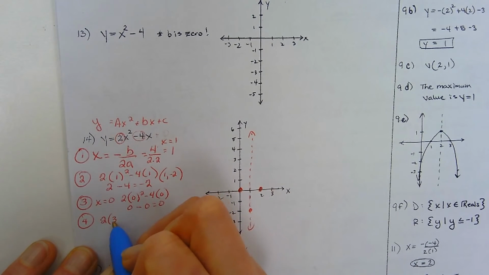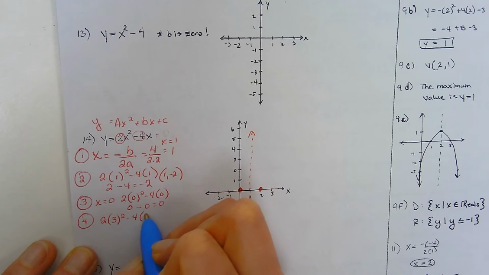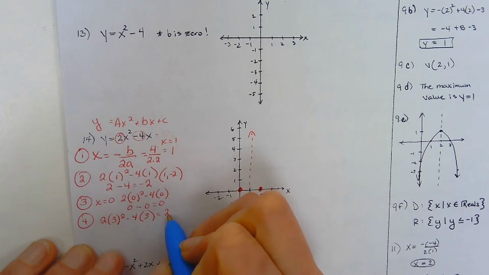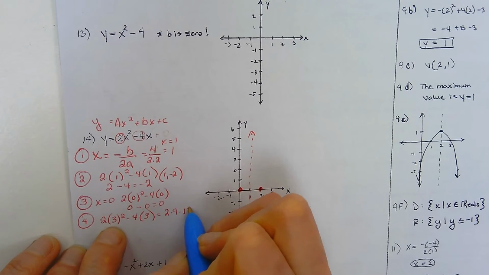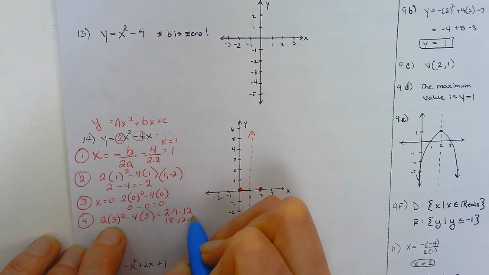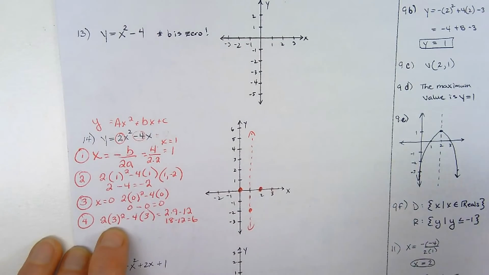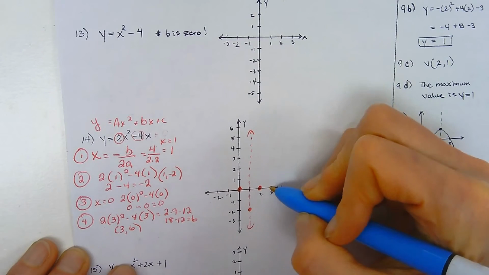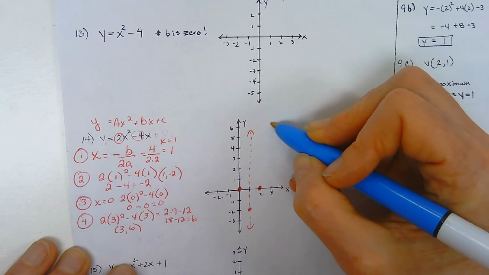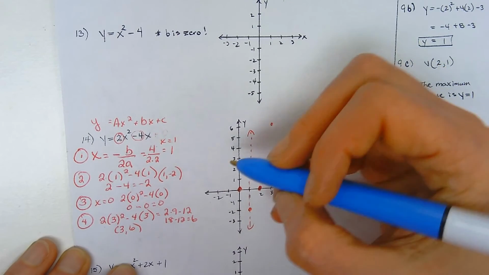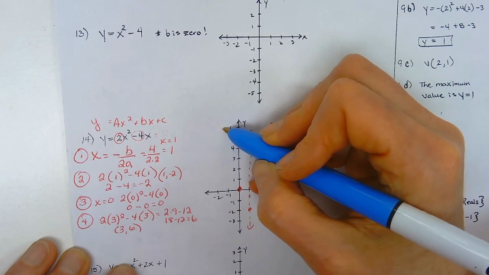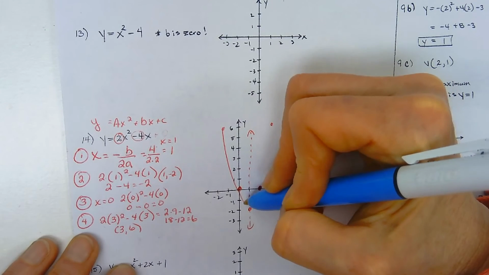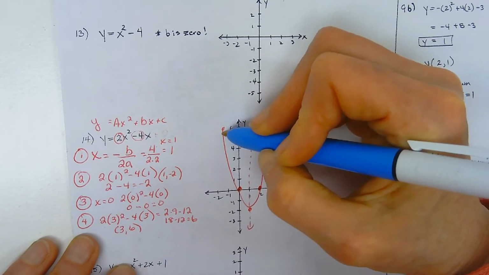2 times 3 squared minus 4 times 3. So that's 2 times 9 minus 12. So 18 minus 12, and that equals 6. So if I put 3 in, the point is 3, 6. If I put 3 into the function, I get out 6. And I can reflect that point over here and draw in the curve. And there's the parabola.